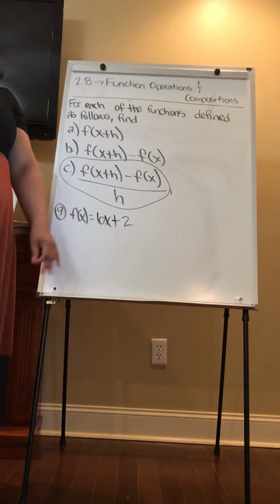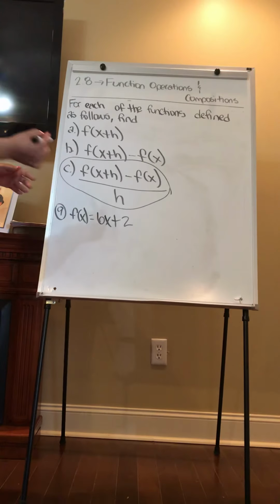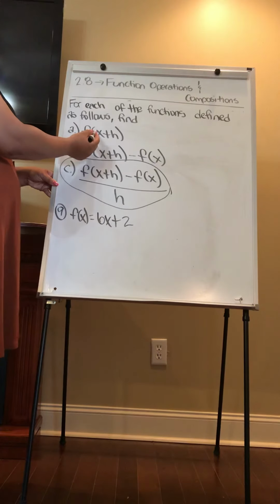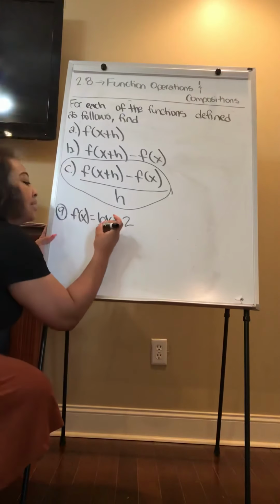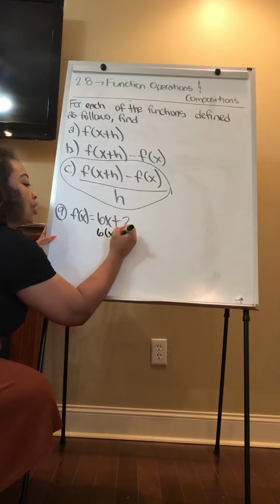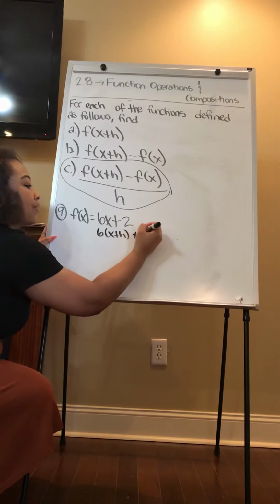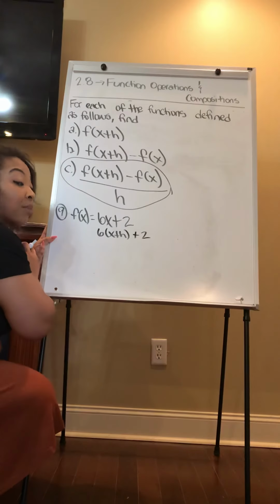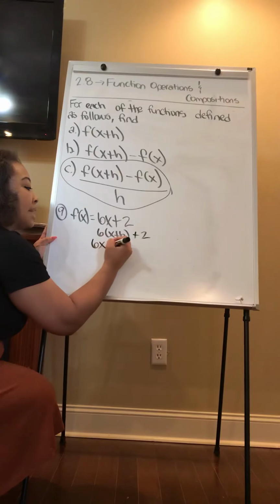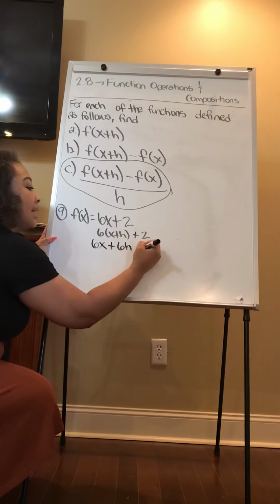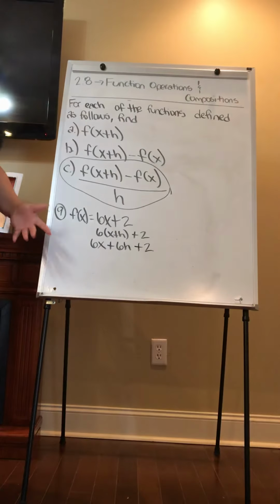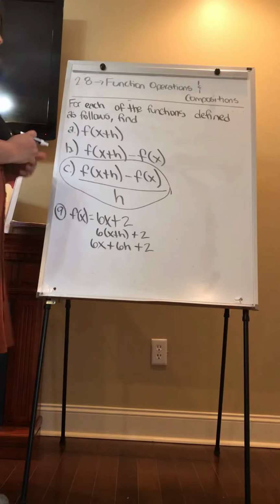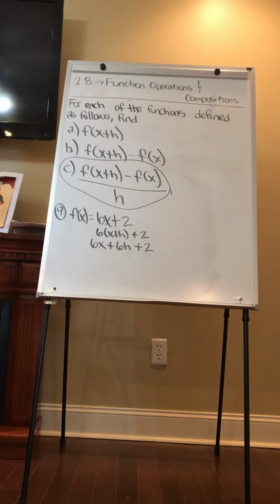6x plus 2. Now, what all this is saying, that in the place of x, you're first going to plug in x plus h. That's the very first step. So, in the place of x, you're going to plug in x plus h. Now, you're going to do distributive property. That will give you 6x plus 6h plus 2. So, technically, because you can't combine any of that stuff, this would be what you get when you do the A part. 6x plus 6h plus 2.